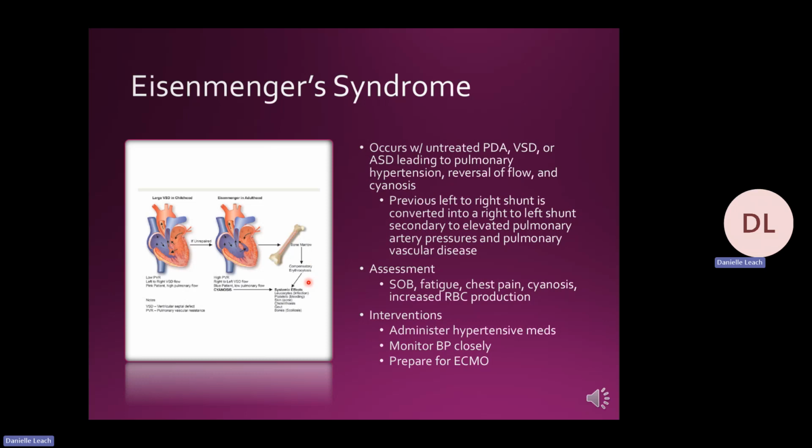For interventions, they are probably going to need hypertensive meds. We're going to have to very closely monitor their blood pressure because it can quickly go out of control. This is not an exceptionally common syndrome. Most of the time, if people have a PDA, a VSD, or an ASD that is severe, they're going to already have treatment for it because they're going to already have so many symptoms. But if this is untreated, this could develop, and we could have to prepare for ECMO.